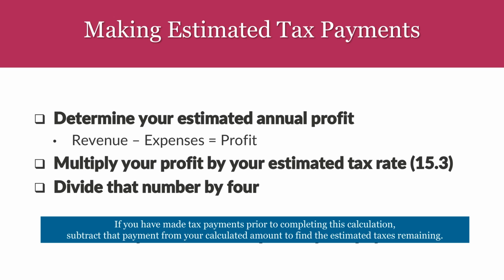To determine your estimated annual profit, review your cash flow and profit and loss. Subtract your expenses from your revenue. The resulting number is your profit. Then you can multiply that number by your estimated tax rate, 15.3, to find your estimated tax payment. Divide that number by 4 to find the estimated amount per quarter.